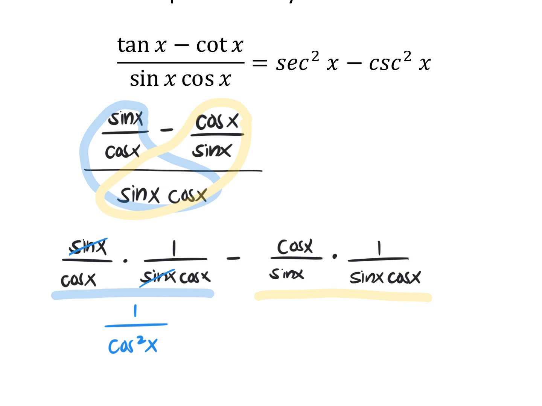What about the yellow side over there? What can I get rid of? Cosine of x. So I've got minus 1 over sine squared of x.